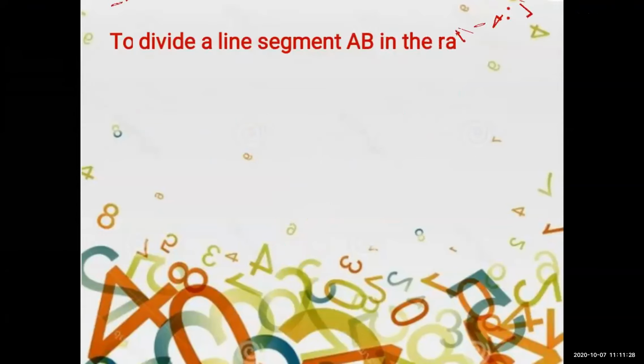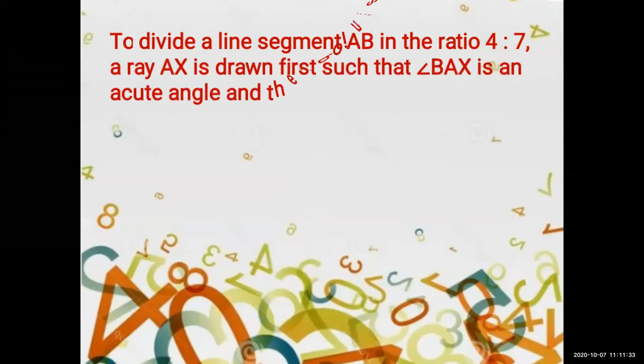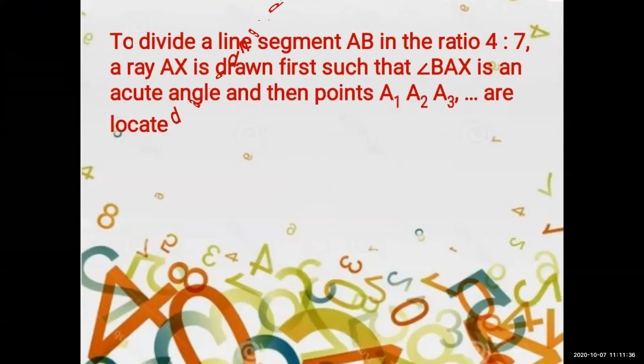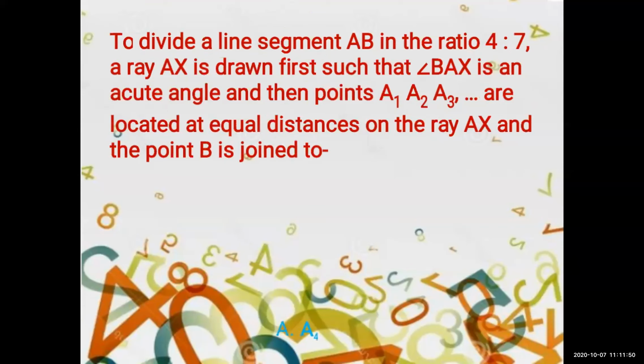To divide a line segment AB in the ratio 4:7, a ray AX is drawn first such that angle BAX is an acute angle, and then points A1, A2, A3 are located at equal distances on the ray AX, and the point B is joined to what? Your time starts. Option A, A4. Option B, A11. Option C, A10. Option D, A7.